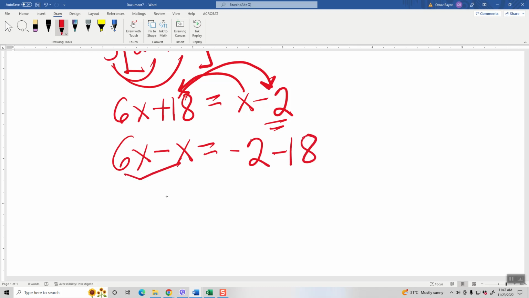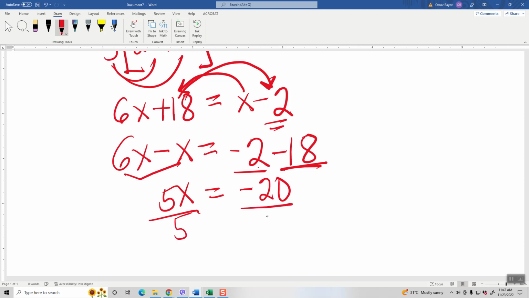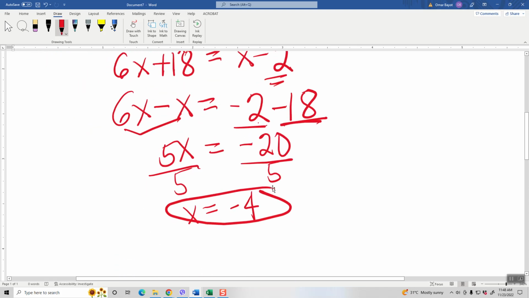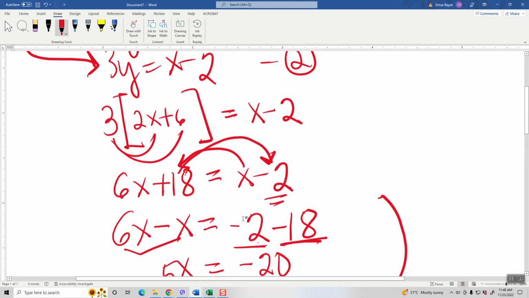6x minus x, it will give you 5x. Negative 2 minus 18. May utang ka na 2, nangutang ka pa ng 18. Magkano lahat ng utang mo? 20. To solve for x, divide all by positive 5, so that you will end up with a value of negative 4. Are they the same? Yes. Okay? So, the same.